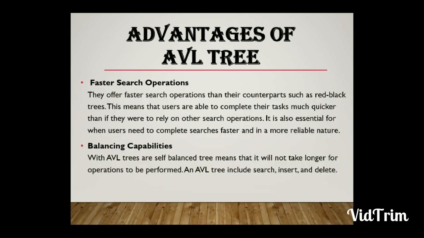The advantage of the AVL tree is that it is much faster than the red-black tree for lookups. This means users are able to complete their tasks much quicker if they rely on such operations. As an AVL tree is a self-balanced tree, it does not take any longer to process information. In an AVL tree, we can also perform search, delete and insert.